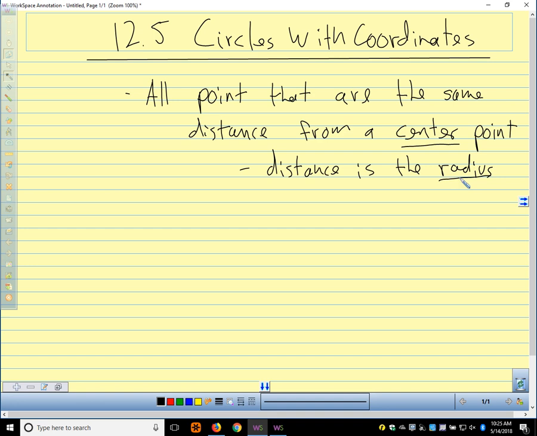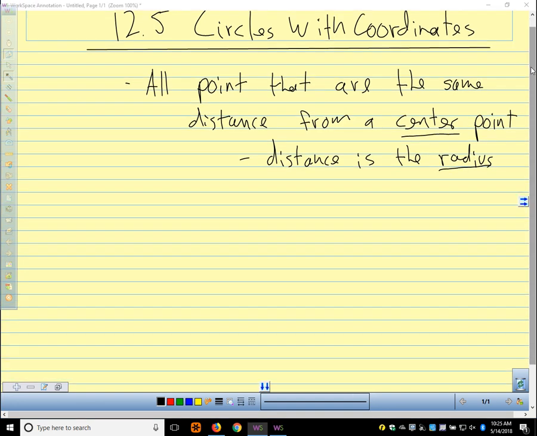So we can use the distance formula to write the equation of a circle. The equation is going to describe where the circle is and what its radius is. It comes from using the distance formula: the distance of all of our points on the circle equals the radius. So when we write our equation of a circle, the equation really is the distance formula.